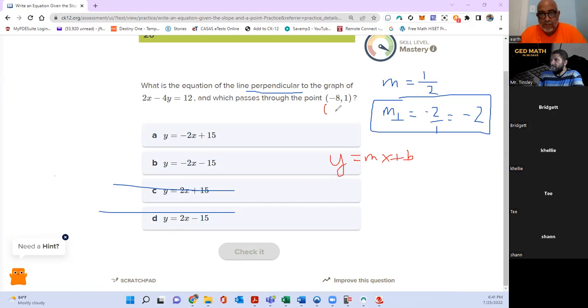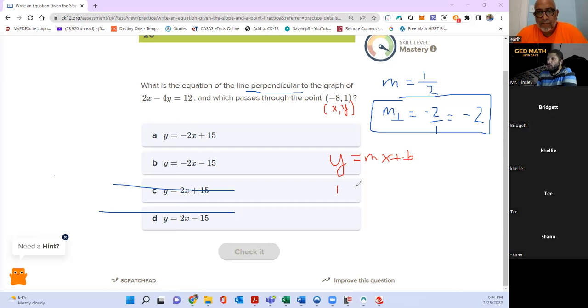This is my x. This is my y. So instead of y, I'm going to put what? 1. Instead of y, I'm going to put 1. Remember, slope is m. You get x and y from the point.